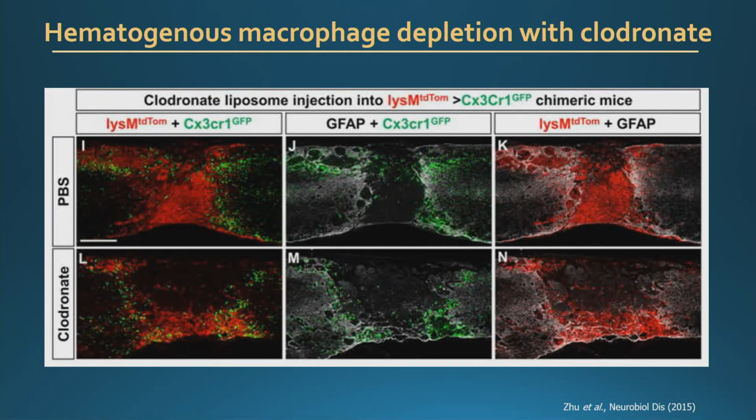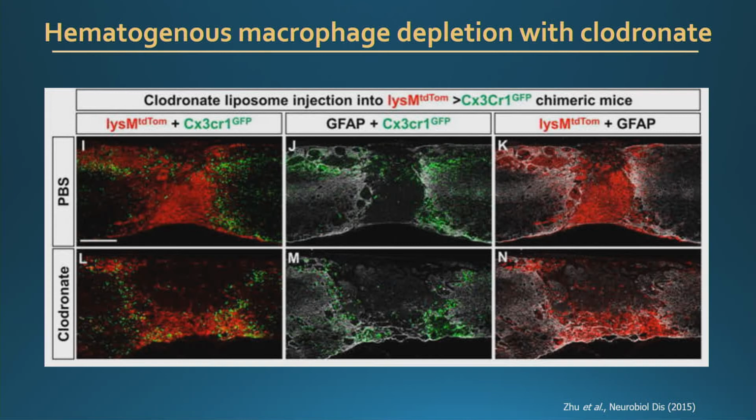In the work that Jay was doing, they were actually interested in depleting macrophages. So again, they used the clodronate liposomes, and you can see in here, this is a PBS liposome system. This is the normal macrophage infiltration.